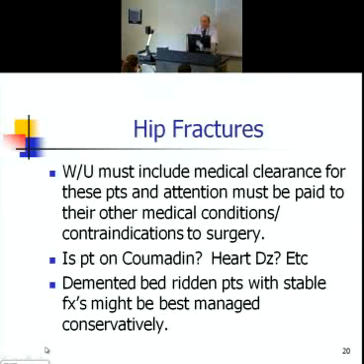So the workup for the hip fracture patient must include medical clearance, because all of these patients are going to be old, and you need to make sure that you don't lose sight of their other medical conditions and any contraindications to surgery. An important thing is a lot of these patients are on Coumadin for atrial fibrillation, TIAs, whatever. You can't operate when the Coumadin is working. You'll have way too much bleeding. So you have to reverse the Coumadin.